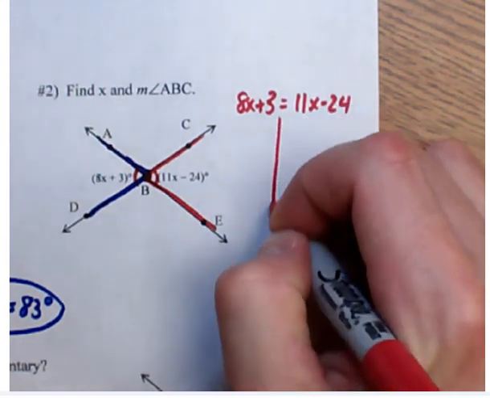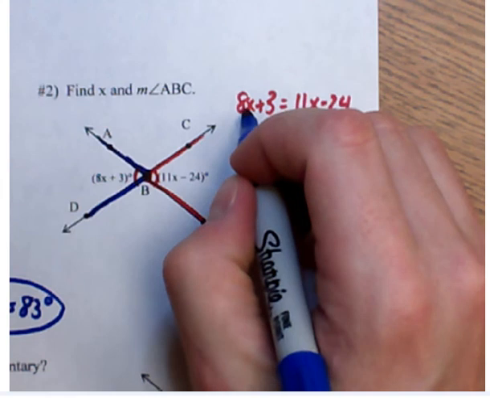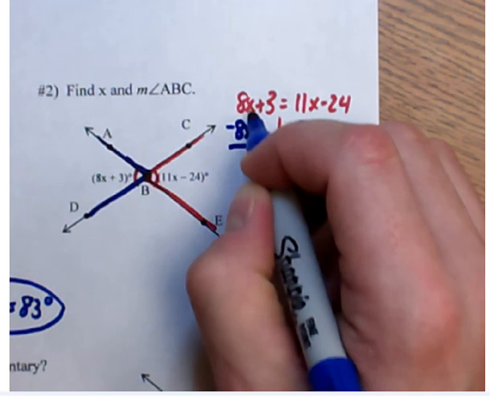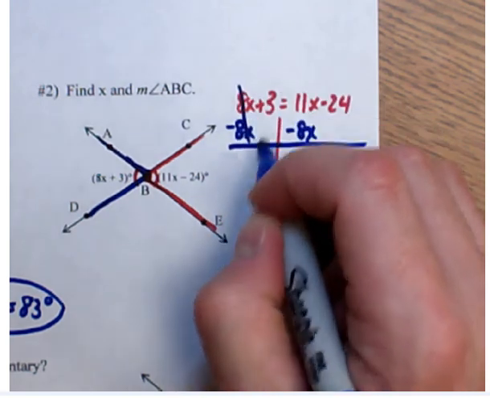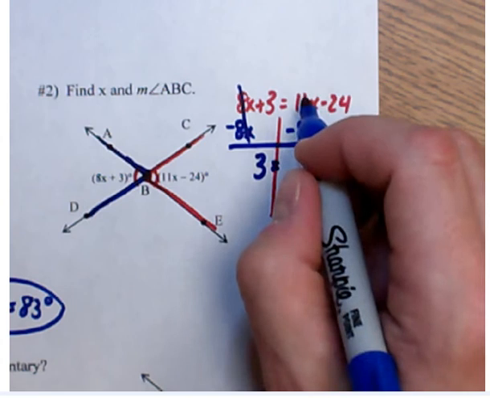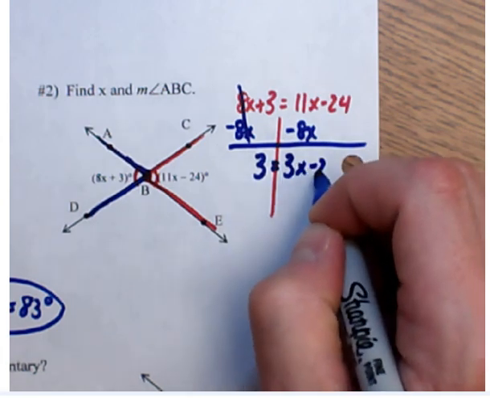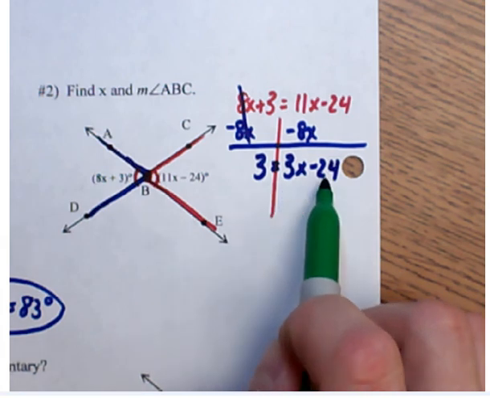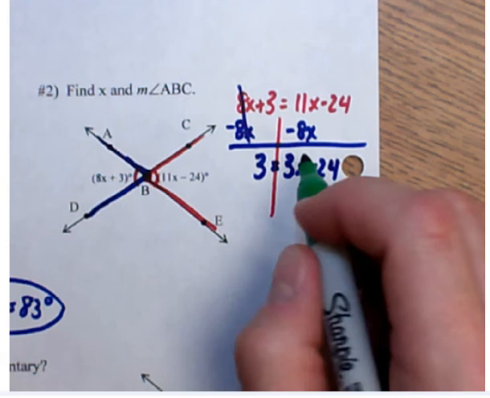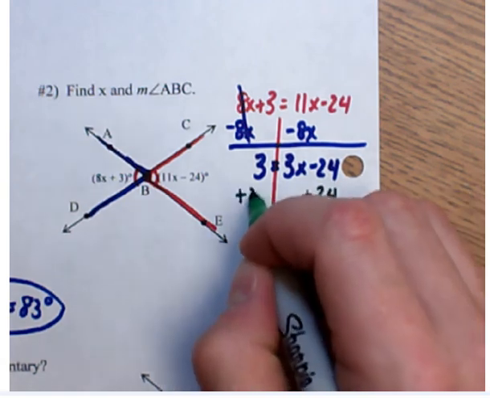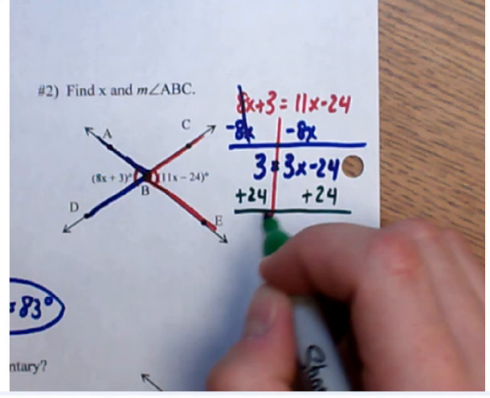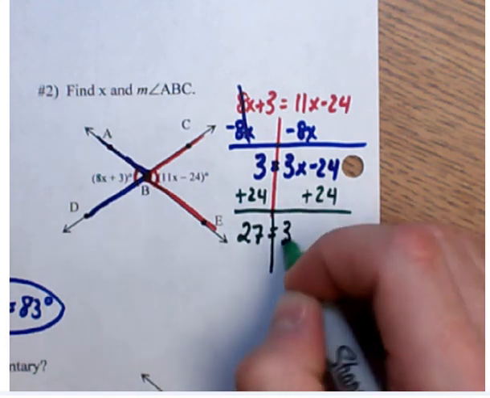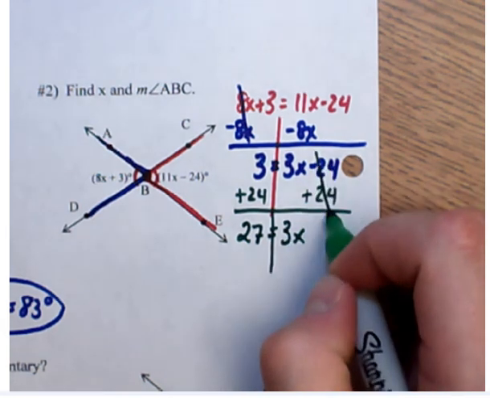All right, here we go. First thing I'm going to do, I'm going to move 8x. I'm going to go minus 8x, minus 8x. 8x minus 8x is 0, so all we have is 3 equals 11x minus 8x, 3x, minus 24. X is on the right side, so I want to move negative 24 to the left side. I'm going to go plus 24, plus 24. Add those up. 3 plus 24 is 27 equals 3x. Negative 24 plus 24 is 0, so that's gone.